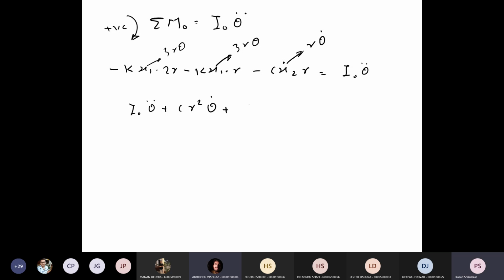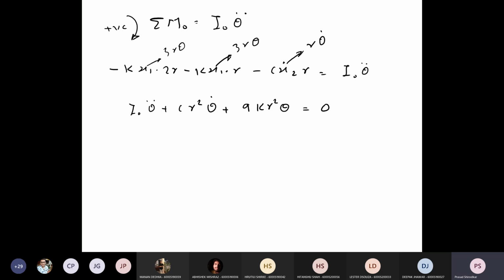9k theta square. So always place the coefficient on the left hand side of the variable. Theta is the variable, so the rest of the stuff should be on the left hand side of it. So 9k r square theta.